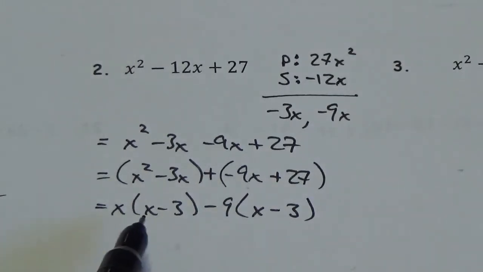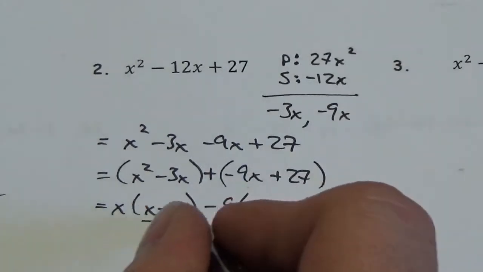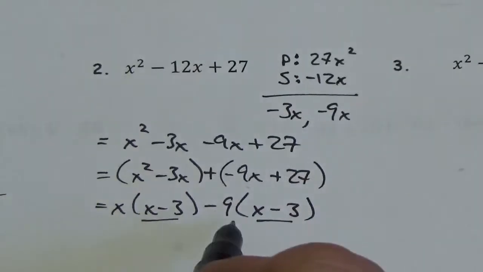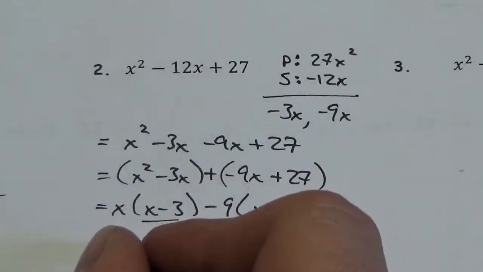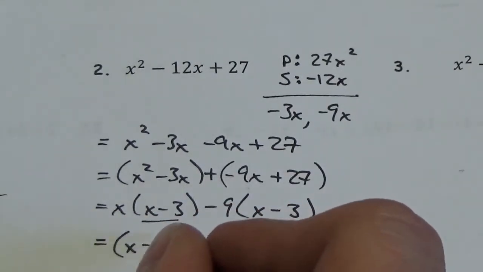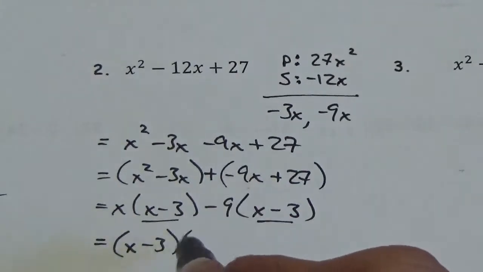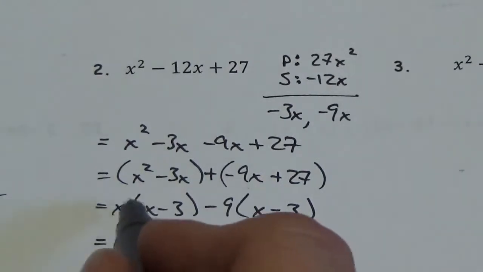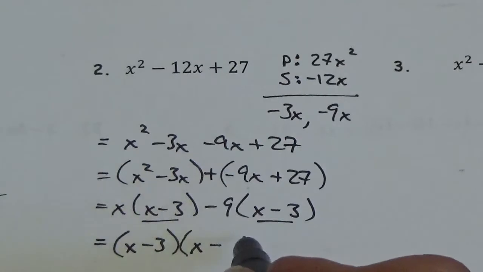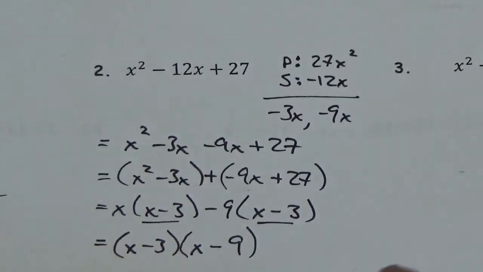And now I've got this binomial factor, x minus 3, in both of these terms. So I know it's been distributed through, so I can factor that out. And I'm left with the x from the first term and the minus 9 from the second term. And so there we go. This expression up here factors down to x minus 3, x minus 9.